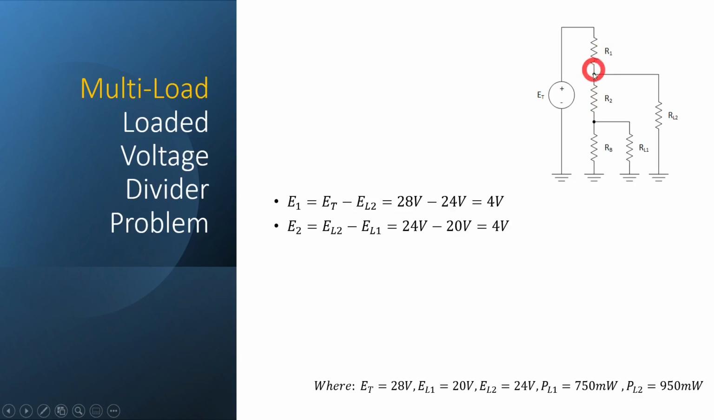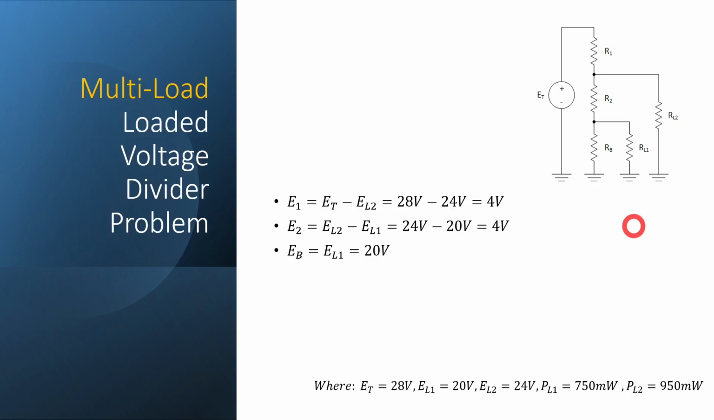E sub 2, we know that we have our load voltage of 24 volts here, and we know that we have 20 volts here. Well, the only way that can be accomplished is if we subtract those two. That means we have to drop another 4 volts across here. If that's 24 and this is 20, that means that across here I would have to drop 4 volts. So that E sub 2, or the voltage drop across resistor 2, is going to be 4 volts.